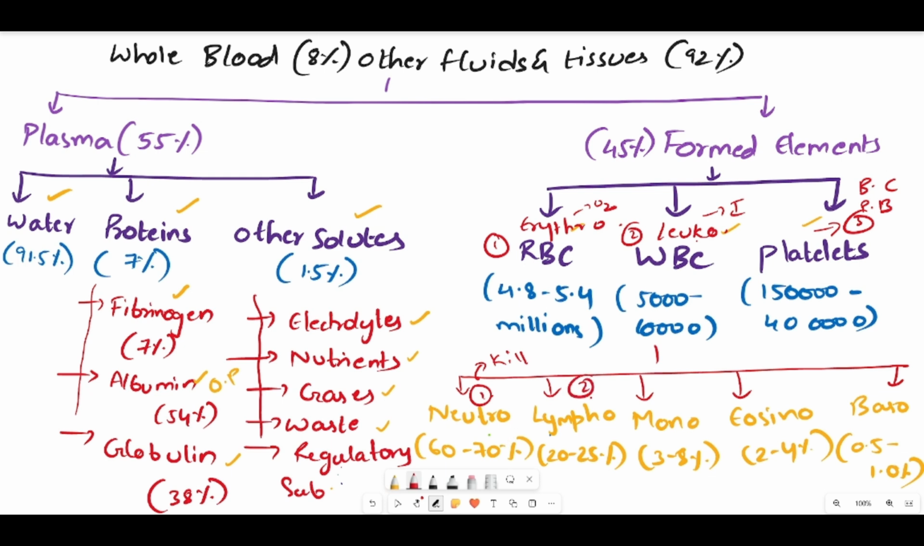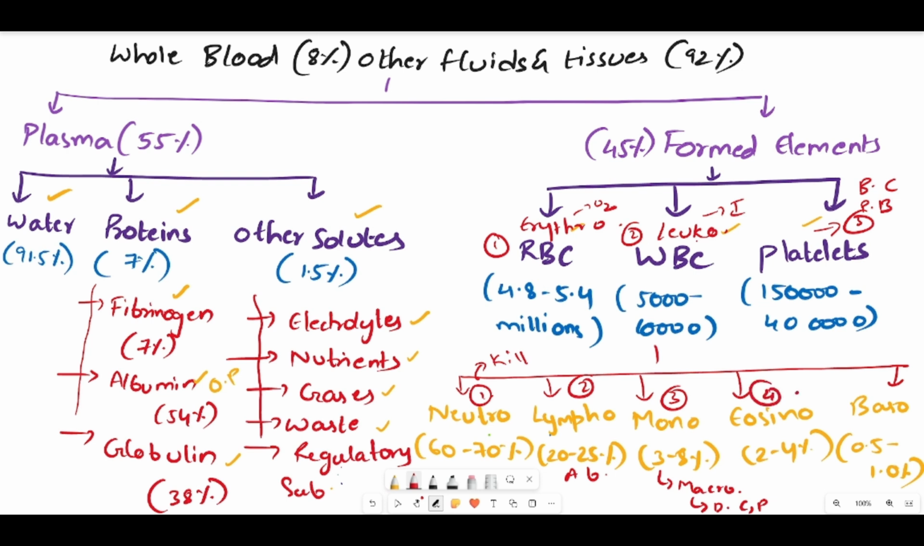And the second one is the lymphocytes. Lymphocytes are generally 20 to 25 percent. These are useful for providing antibodies and helpful for maintaining immune memory. And the third one is monocytes, which are 3 to 8 percent. Monocytes convert into macrophages. These macrophages are useful for removing dead cells or pathogens from the body.